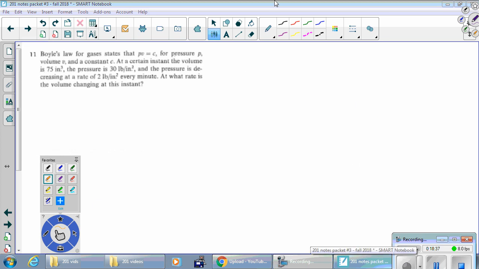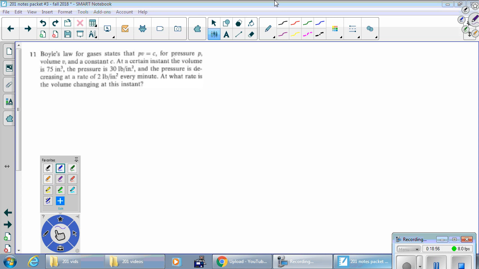Number 11, Boyle's law for gases states that PV equals C for pressure P, volume V, and a constant C. At a certain instant, the volume is 75 cubic inches, the pressure is 30 pounds per cubic foot, and the pressure is decreasing at a rate of 2 pounds per square inch every minute. At what rate is the volume changing at this instant?